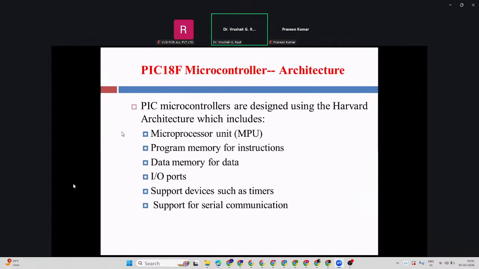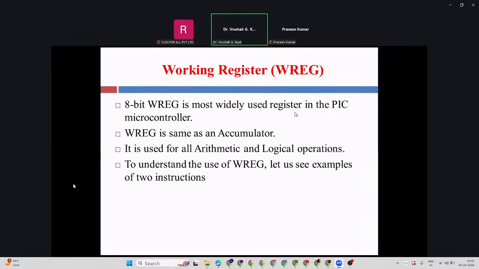So the PIC 18F microcontroller architecture we are talking about. As we have seen, PIC microcontrollers are designed using Harvard architecture, which includes the MPU, meaning microprocessor unit, program memory for instructions, data memory for data, IO ports, support devices such as timer, and support for serial communication. So in total, these things are required to be there in the diagram when we are checking the architecture. Right? Now before going to the diagram, I have to clear something here.